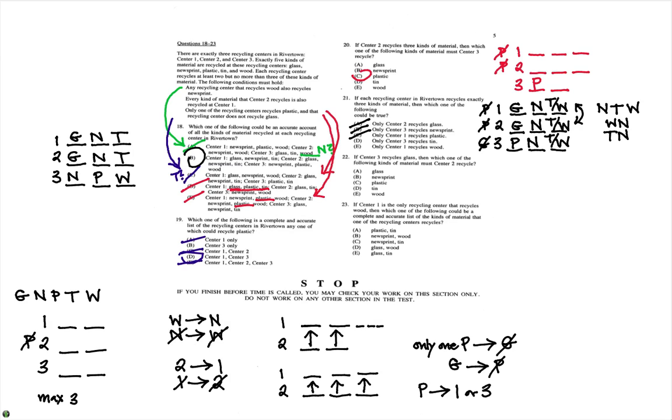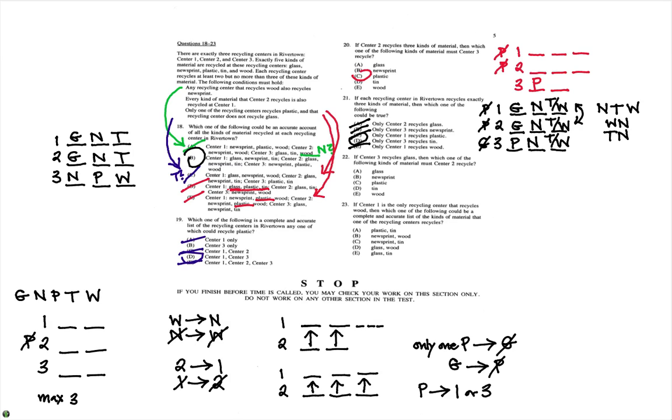D, only center 3 recycles tin. And you notice that is possible. We could have center 3 be the only center that recycles tin. Centers 1 and 2 could both recycle wood. So D could be true, and D would be the correct answer. And again, you notice E, only center 1 recycles wood. Impossible. Centers 1 and centers 2 must recycle the exact same set. So E would be eliminated.